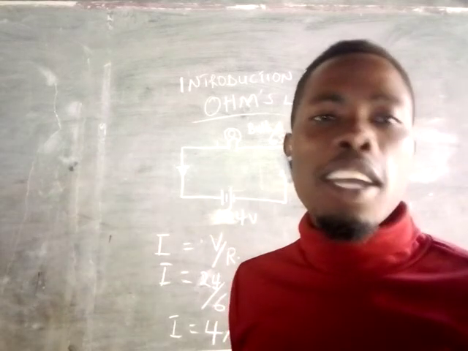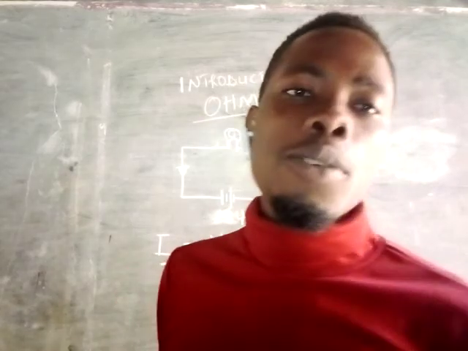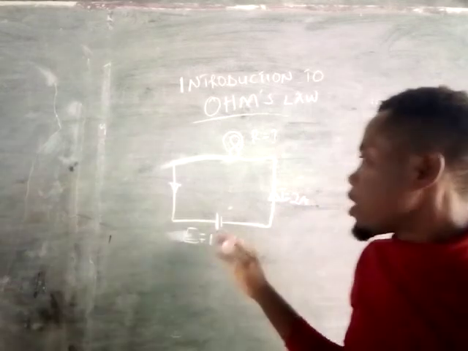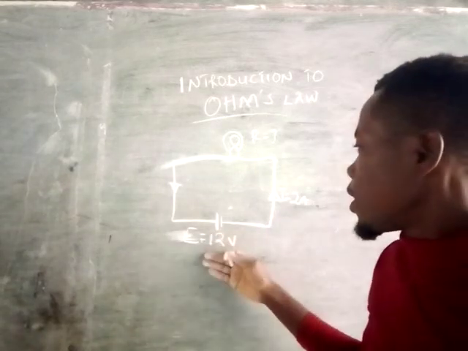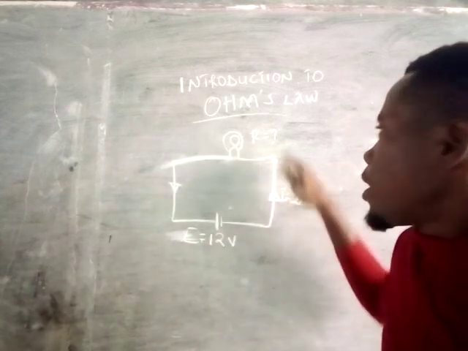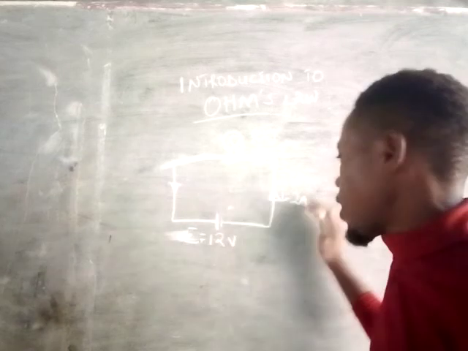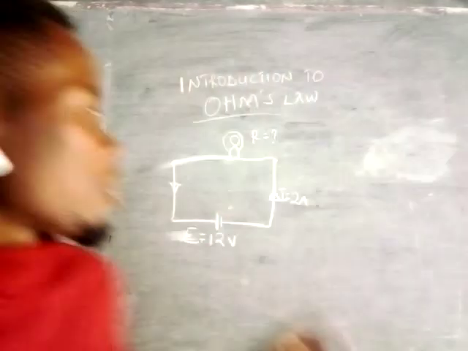Now we are going to find the resistance. I'm going to use another example. Yes, another example is here. Now here we have the voltage, we have current. Now we are looking for resistance. The first example, we were looking for current. Now we are looking for resistance. Here, the solution is here.